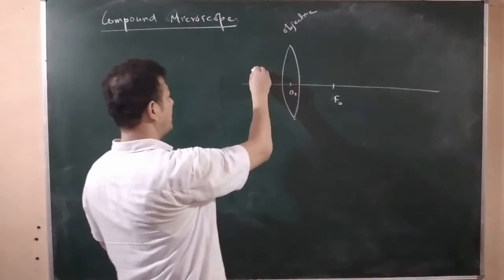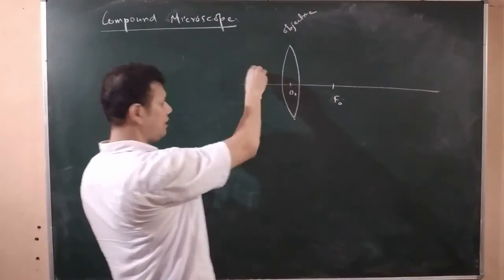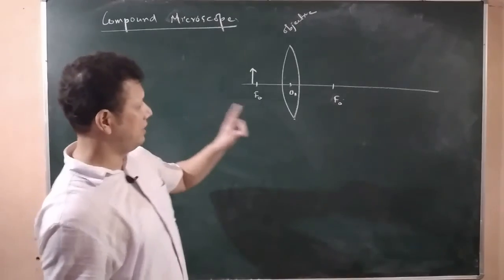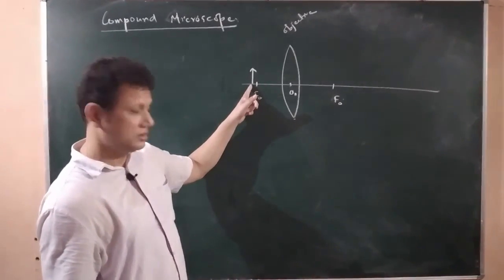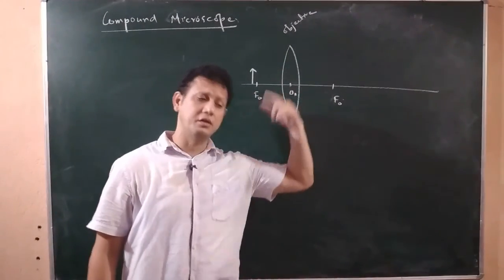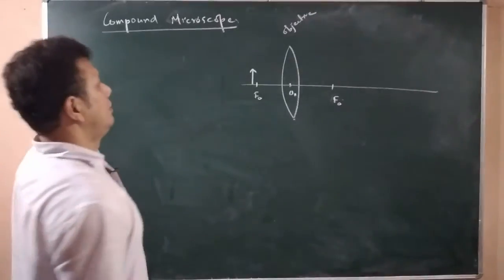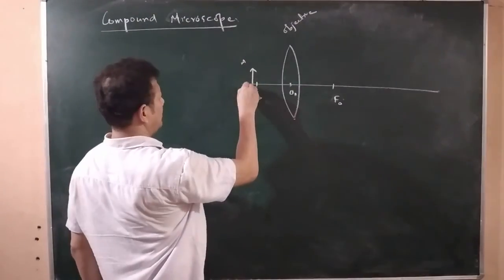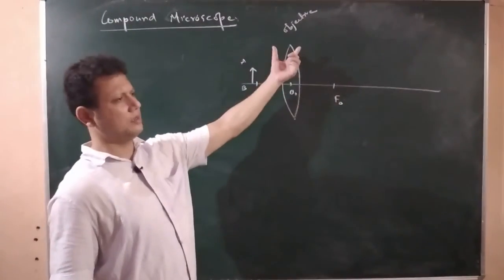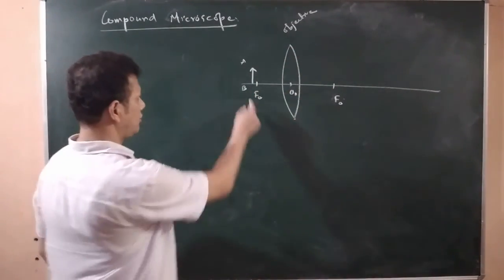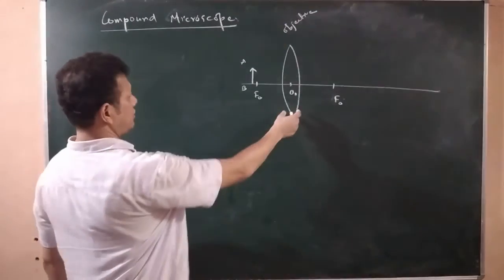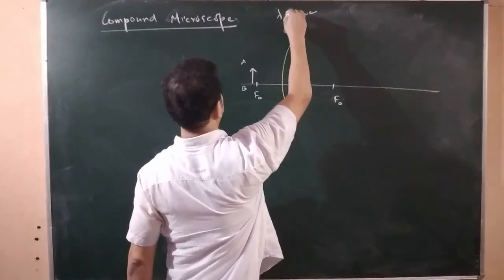Okay, if you place the object slightly away like this, then we get a real and inverted image on the other side. We studied in the lens system that whenever you place an object just away from the focus, then always we obtain a real and inverted image on the other side. Okay, I name this object AB. It is a small object. This lens is called the objective, because it is placed close to the object. The focal length of the objective lens I name f0.